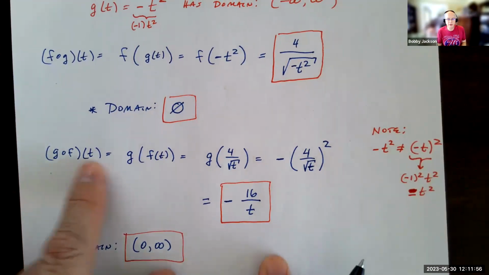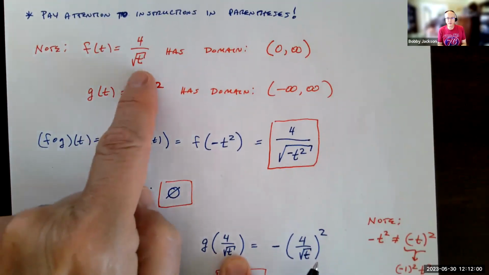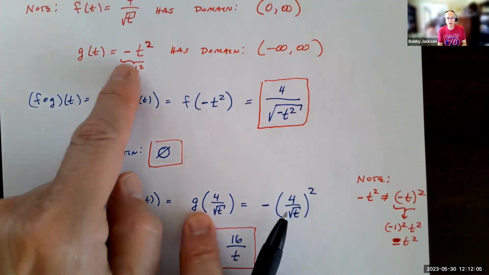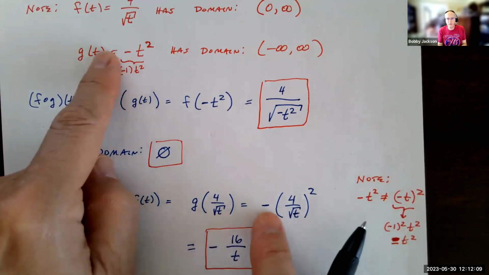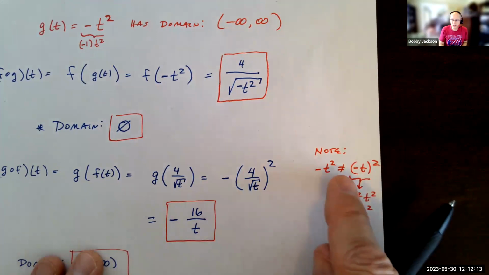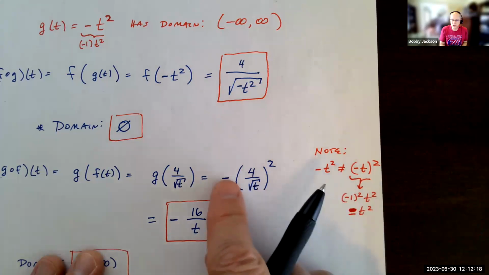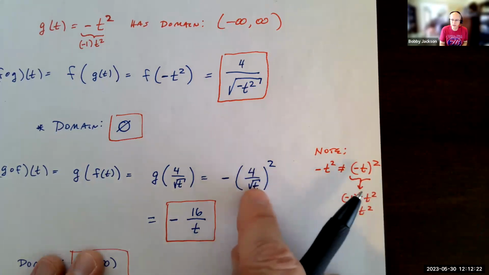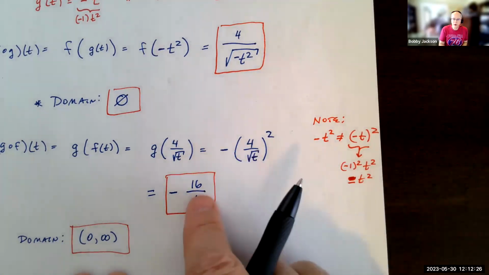If we go the other direction, it's not quite as bad. G circle f of t is g of f of t. F of t, remember, is 4 divided by the square root of t. Now I'm going to plug that into the function g, which means I'm going to square it and then multiply by -1. So be careful. Negative t squared, again, is not the same thing as negative t quantity squared. So this negative sign shouldn't be inside the parentheses. Okay. So I can square 4, I get 16.